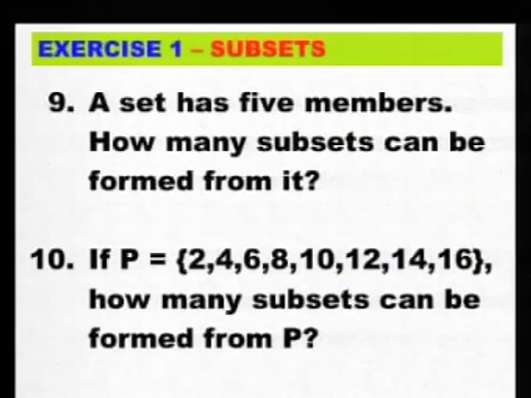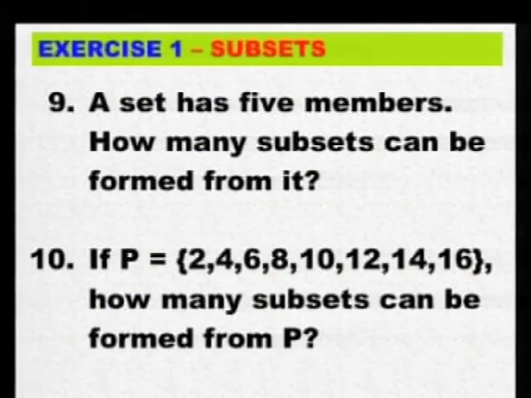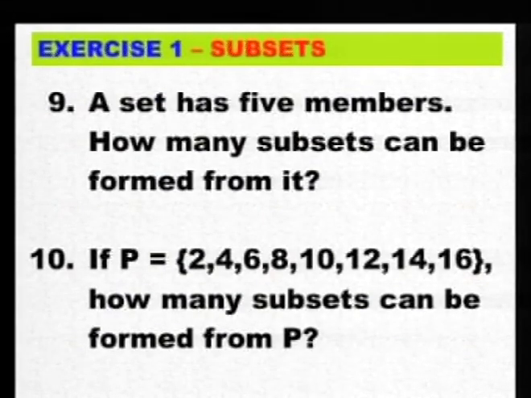Question 10. A set has 5 members. How many subsets can be formed from it? 32 subsets can be formed from it. That's 2 to the power of 5. Number 10, if P is the set 2, 4, 6, 8, 10, 12, 14, 16, how many subsets can be formed from P? It will be 2 to the power of 8, which is 256.